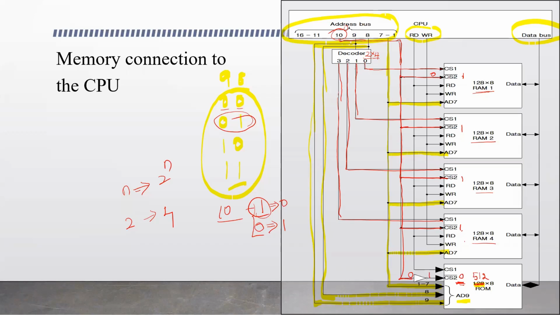And here it is a 16-bit address line. Bits 11 to 16 are not utilized, not used. The number of bits in the address lines that are used depends on the size of the memory, the number of chips used and the capacity of each chip, RAM and ROM chip.